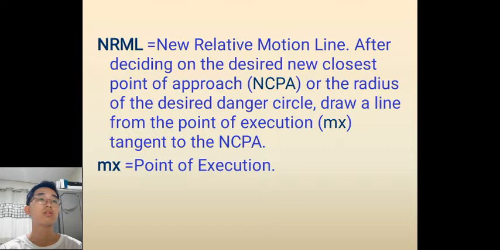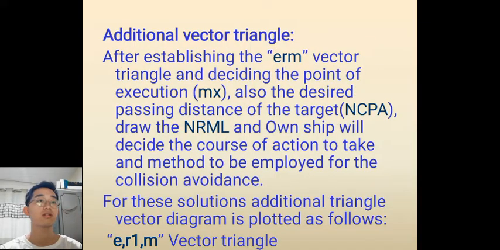NRML, or new relative motion line. After deciding the desired new closest point of approach, or NCPA, or the radius of the desired danger circle, draw a line from the point of execution, or MX, tangent to the NCPA. Additional vector triangle.